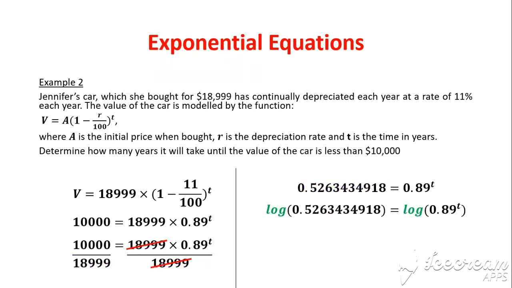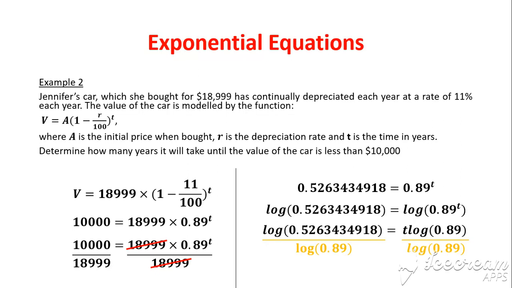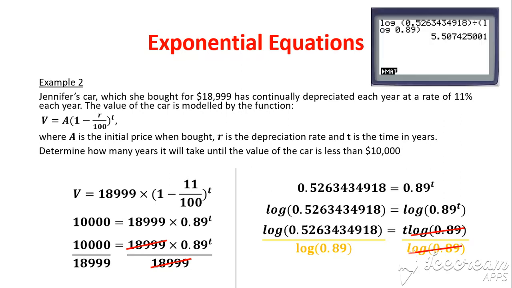Now we can use this trick with our log. So let's take the log of both sides, and let's use our log rule. This power of t can come out the front and times by the log of 0.89. And now we can divide both sides by log of 0.89. That'll cancel the log of 0.89 on the right-hand side, and we're going to be left with t is equal to log of that big decimal divided by log of 0.89, and we can grab our calculator and work out the answer to get t is equal to 5.51 years.